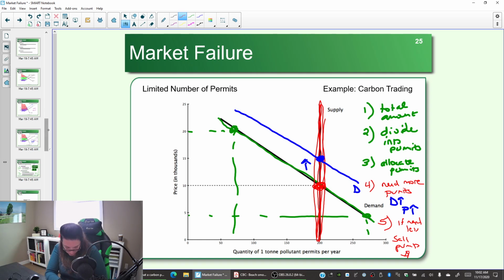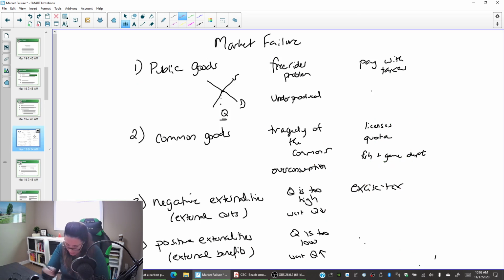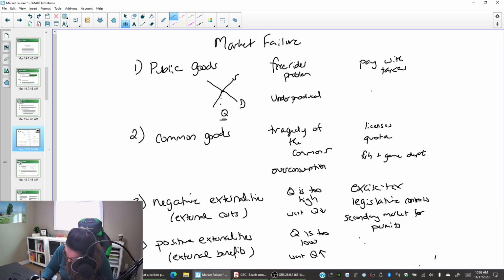All right, so let's go back because we started this conversation talking about solutions to negative externalities. One is an excise tax. Option 2 is legislative controls, but we know that has challenges. And option 3 is a secondary market for permits, which we often, outside of economics, call cap and trade.